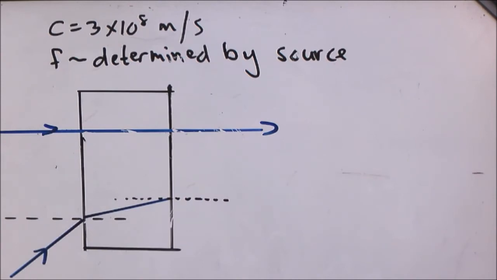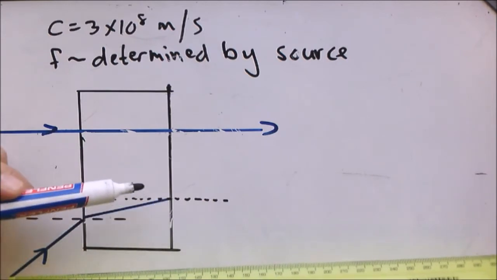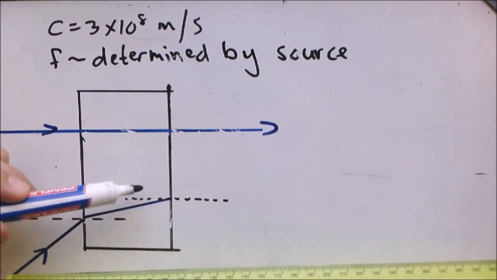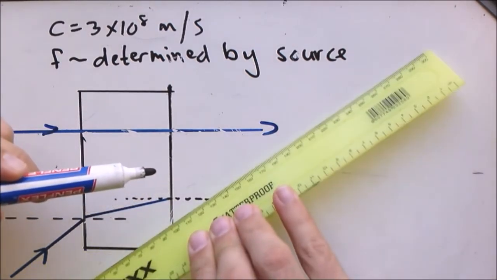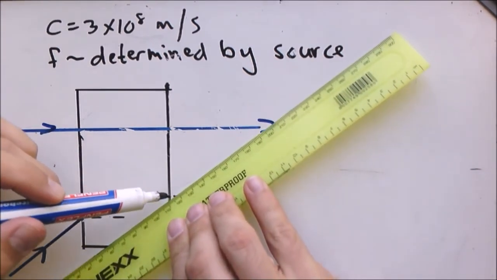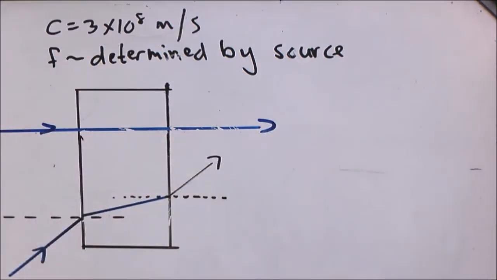Now over here it exits this block, so at this point, at this boundary, it goes from an optically more dense to a less dense medium. So in that case, it will refract away from the normal.